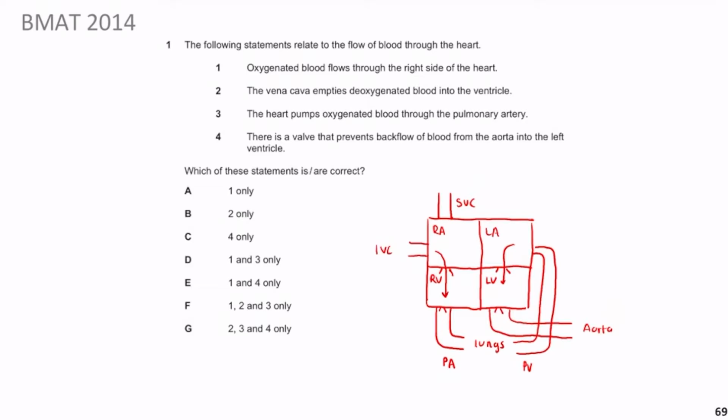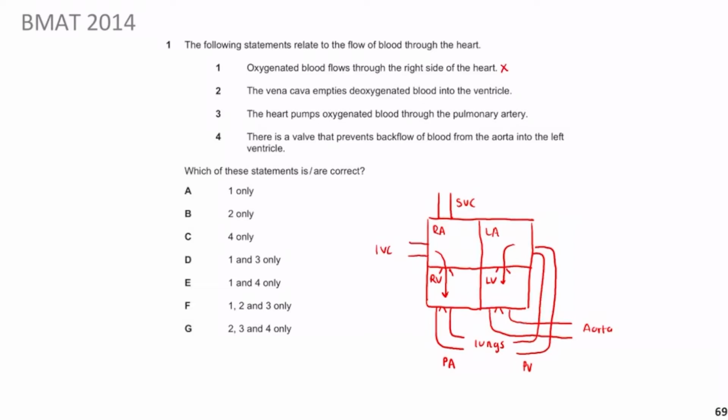Either one of those would do. And that's basically how this system works. So from that, guys, we should have enough information to answer this question. It says oxygenated blood flows through the right side of the heart. That's wrong. It's because the right side of the heart is deoxygenated, and you get oxygenated blood after you go to the lungs, and then after the lungs, that's going to be on the left side, isn't it?